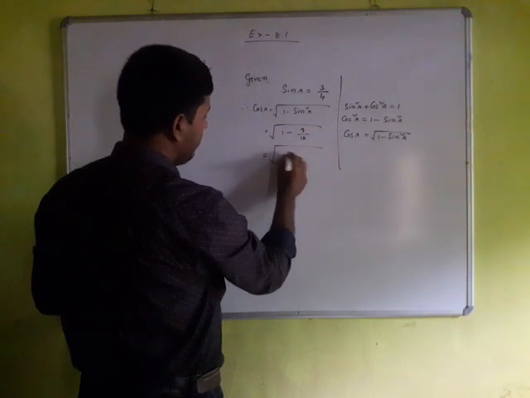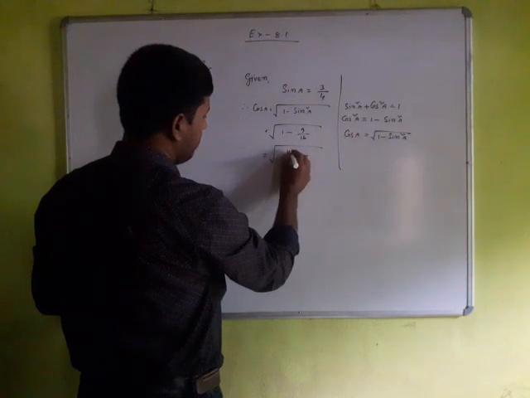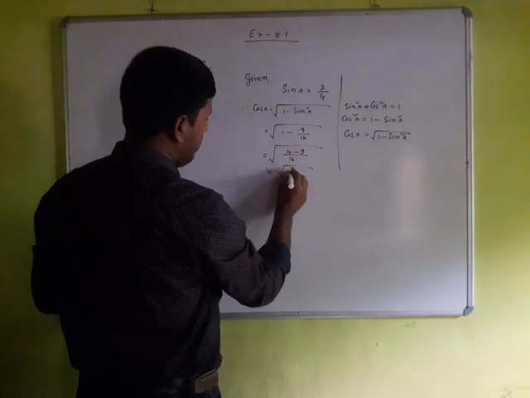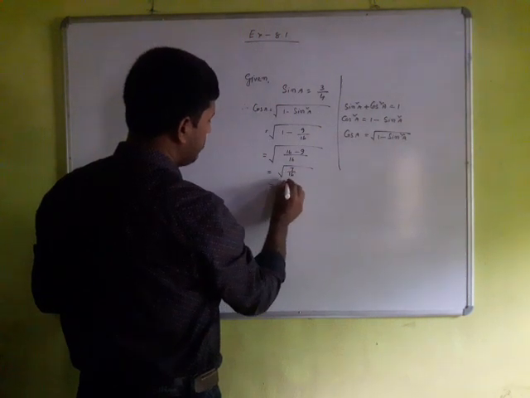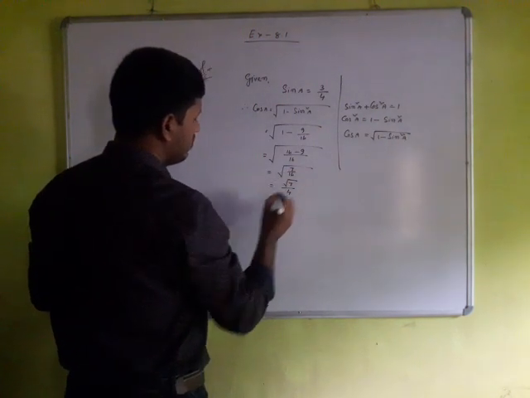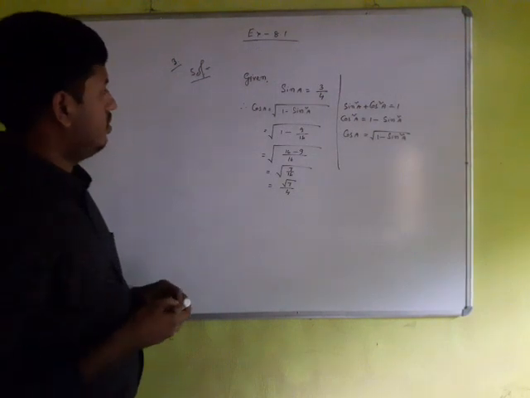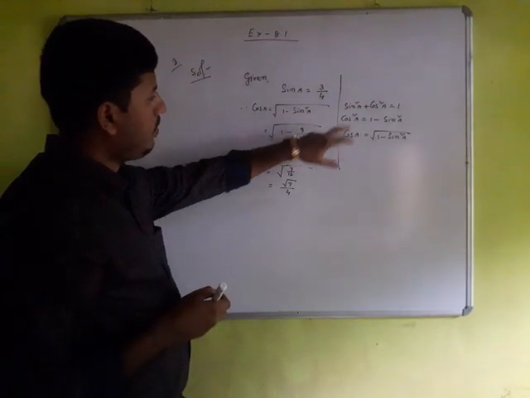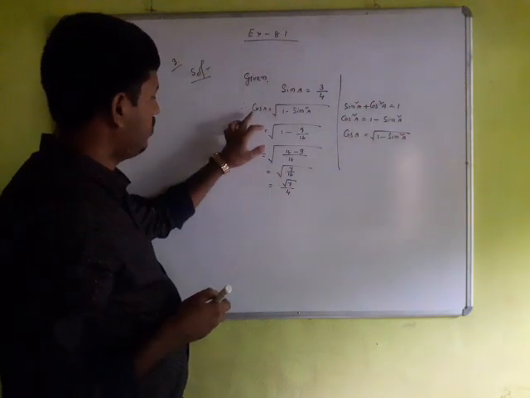So taking the LCM, 16 minus 9, 7 by 16, equal to root 7 by 4. So we have got cos A. Sin A is given. Applying this identity, we find cos A.